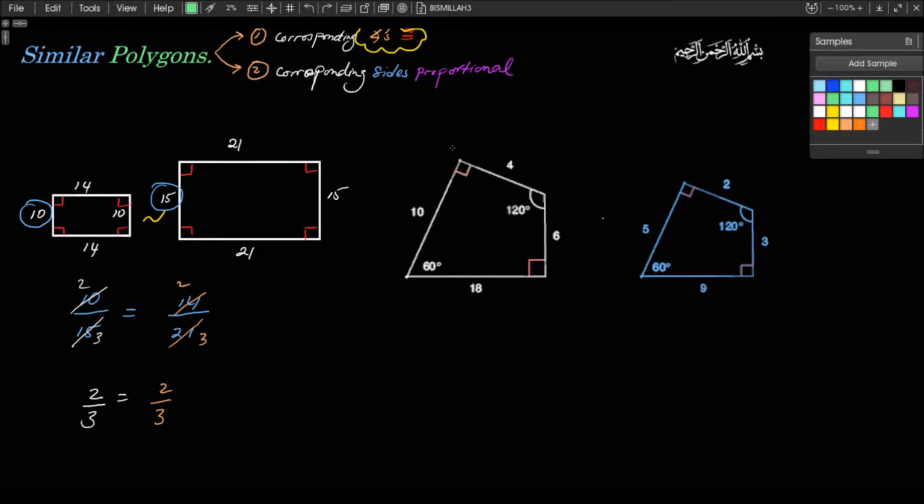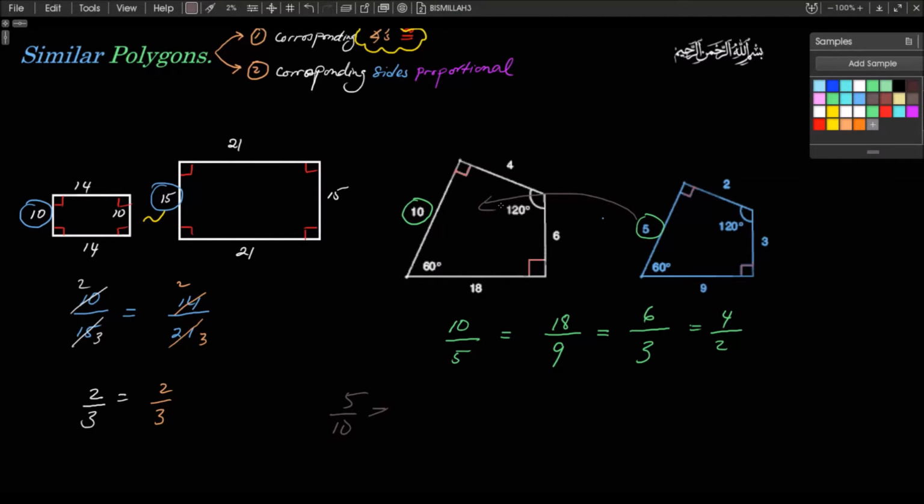Now let's do the corresponding sides. Well, 10 over here and 5 over here. Let's do the ratios. 10 over 5 has to equal 18 over 9. Look, I'm picking the right corresponding sides. 6 over 3. And then finally 4 over 2. And all have to be the same. Now, if I had done it the other way around, let's see, if I had done 5 over 10, going this way first, like this over this.